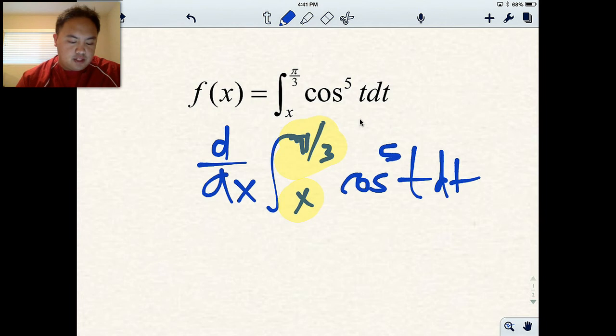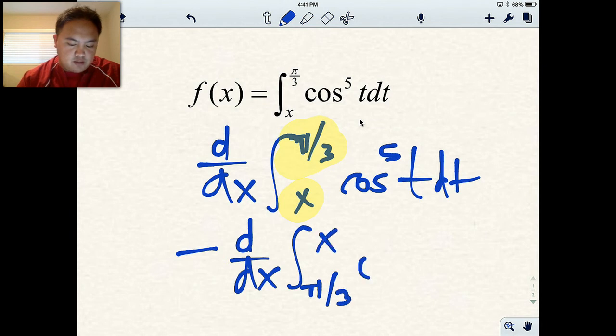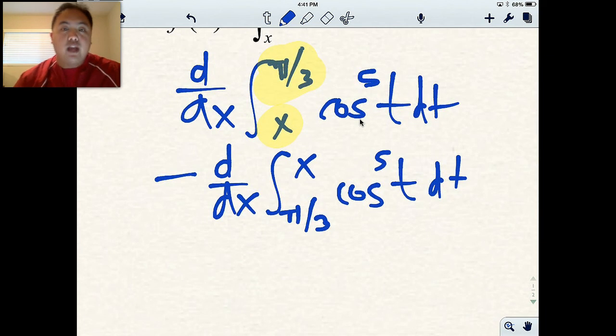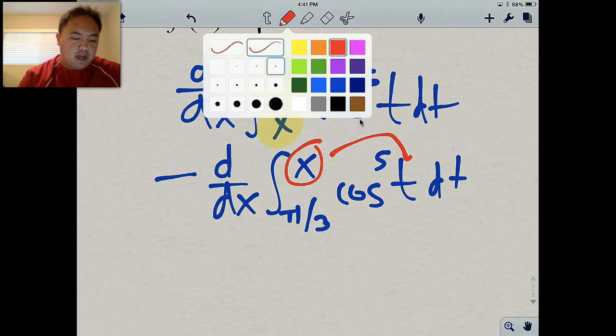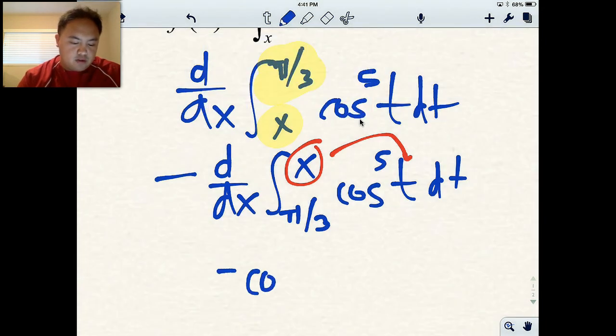So I'm going to call this negative d/dx, the derivative, of the integral from pi over 3 to x of cosine to the fifth t dt. So now all you do, again, is take my new variable and plug it into where I see t. So the derivative, remember I still have a negative out in front, so my answer is negative cosine of x to the fifth power.